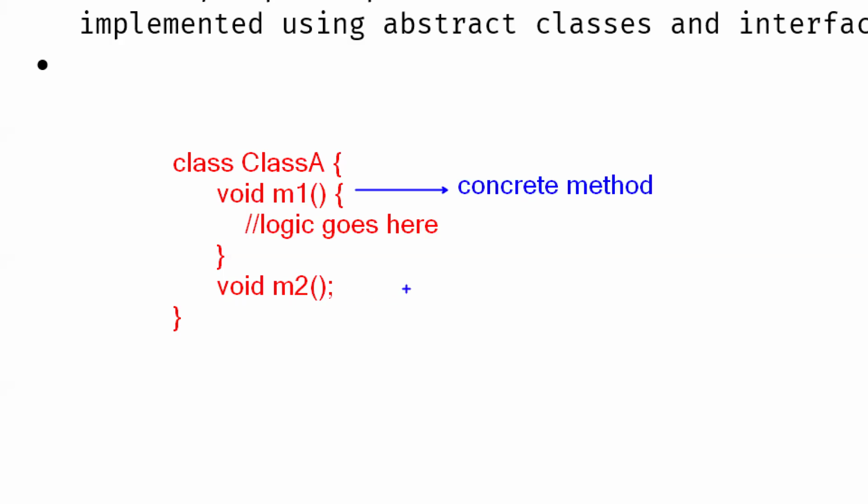What about this method M2? Do you have a definition here? No. This is called a method header. A method contains a header, or signature, and a body. Method M1 has a signature and a body. But here, this method has only a signature, the header. It has only the method signature, but it doesn't have any body. Such kind of methods are called abstract methods.